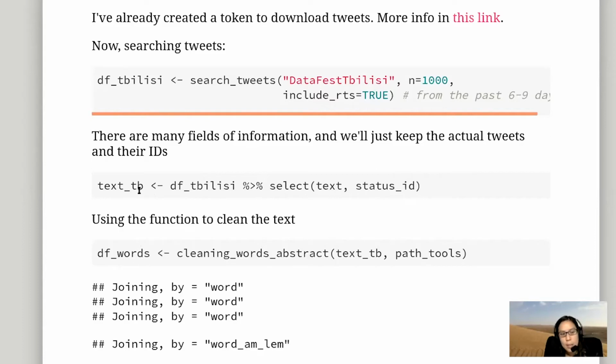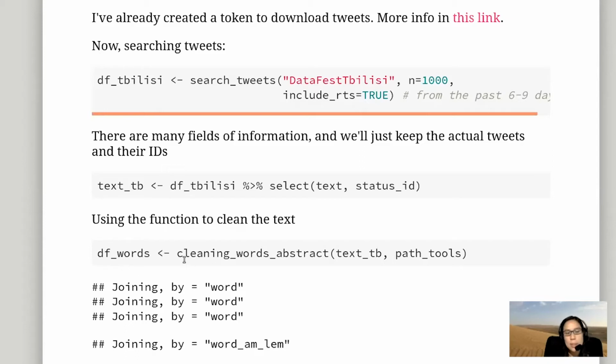And then on text_tb, we use the cleaning function. So we're going to say cleaning words abstract text_tb, and then the other argument of the cleaning function is to specify where my tools for text mining are, and I said they were in my auxiliary text mining path. So this clean data frame is saved in df words.